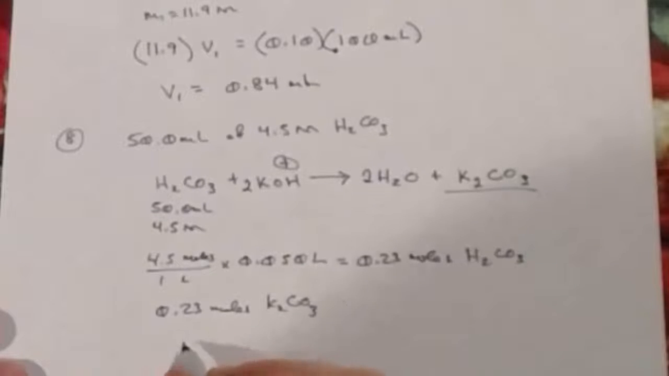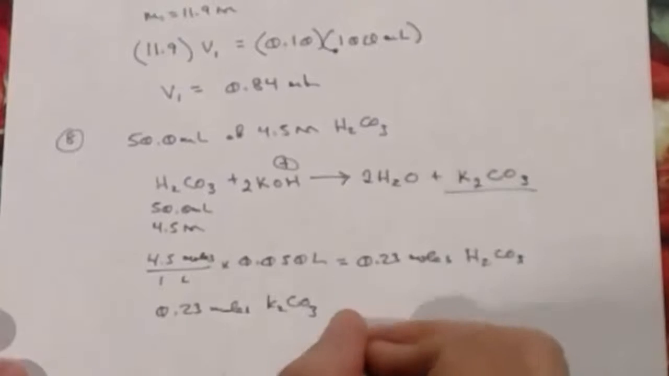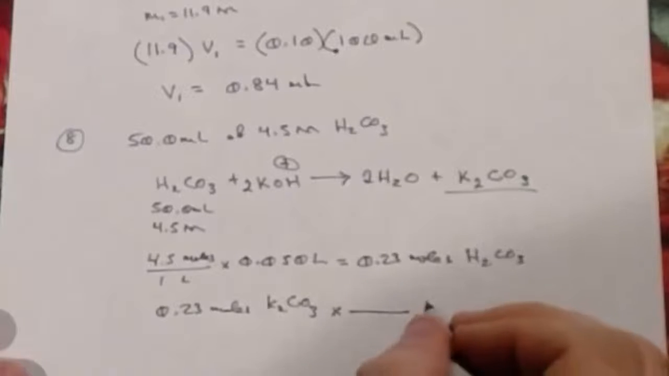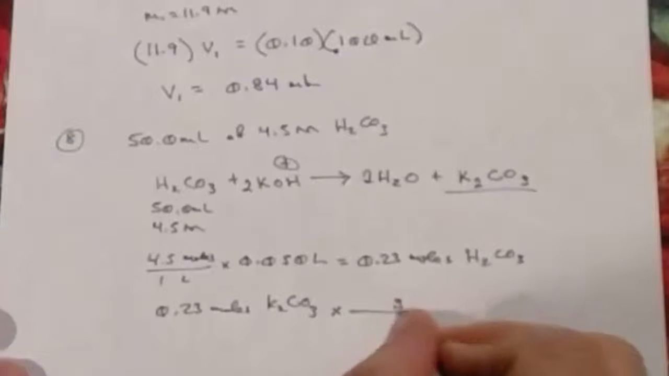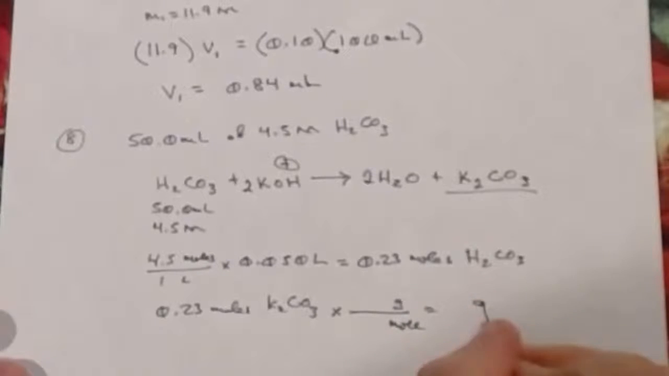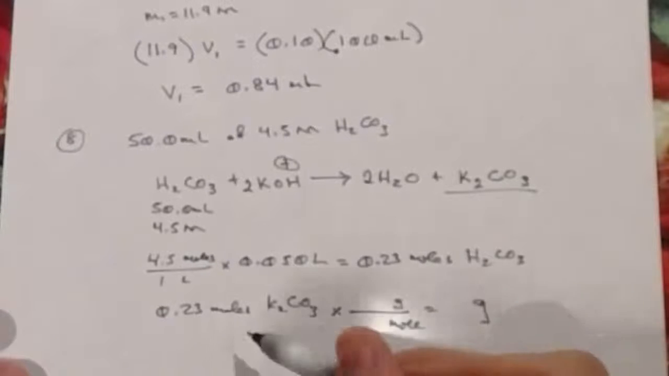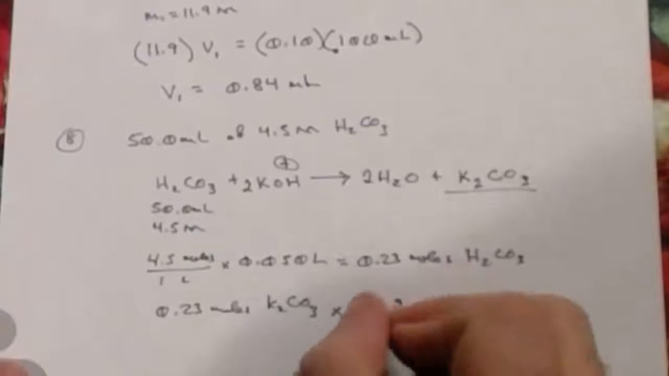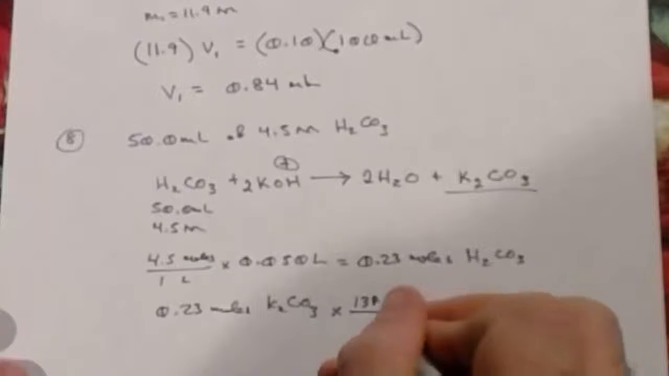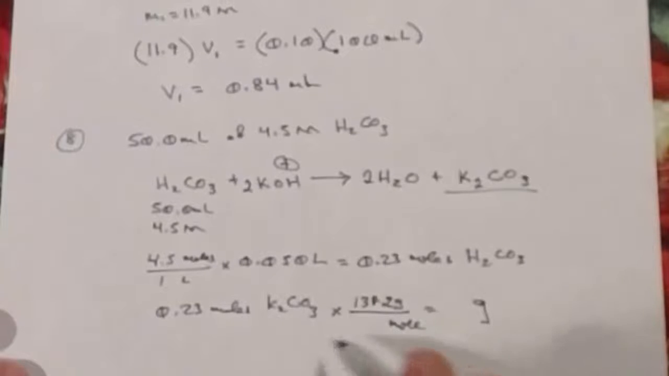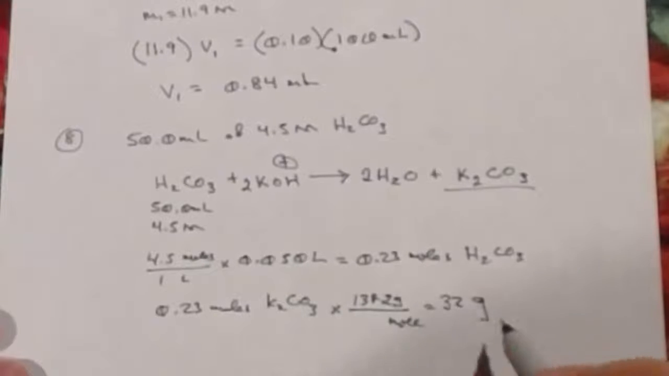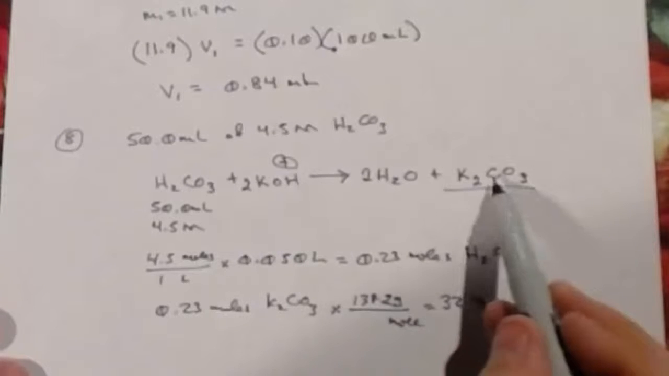The moles of potassium carbonate times the molar mass, right? Because moles times grams per mole equals grams. We got 0.23 moles of potassium carbonate, and the molar mass is 138.2 grams per mole. So when we do the math, we're going to end up with grams, and the grams comes out to be 32. 32 grams of potassium carbonate.